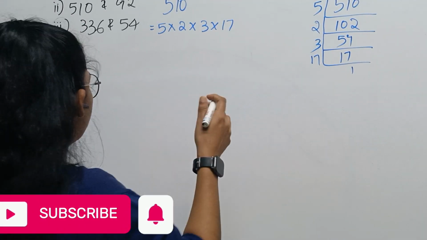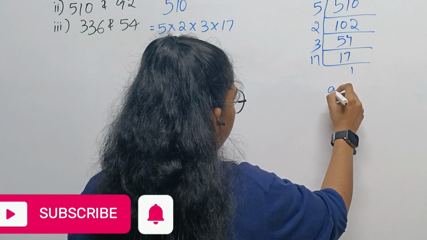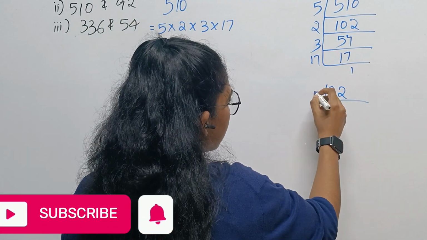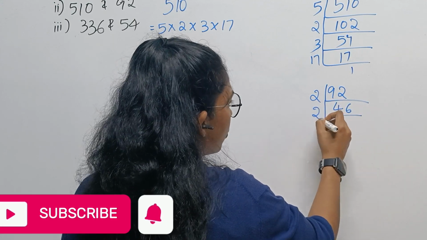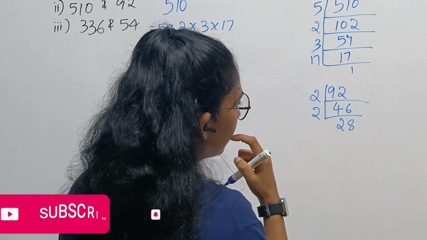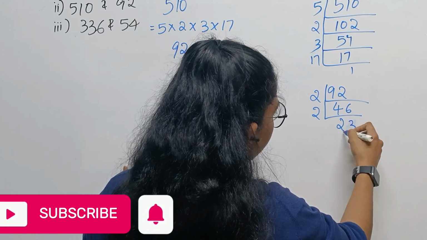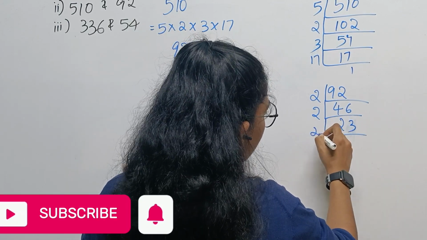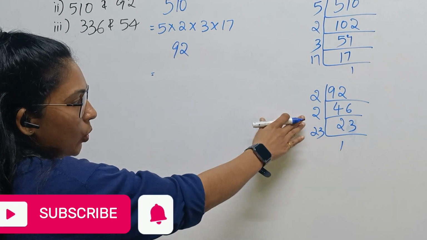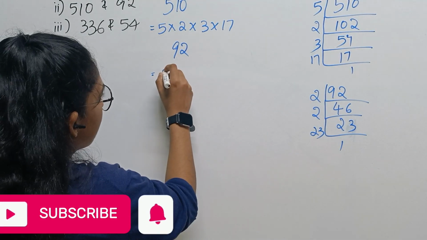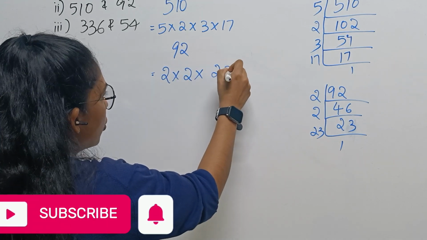Now 92 is there. So let's factorize 92. That is 2 times 46, again 2 times 23. So 23, and 1. So the factors of 92 are 2, 2 and 23. That is 2 into 2 into 23.